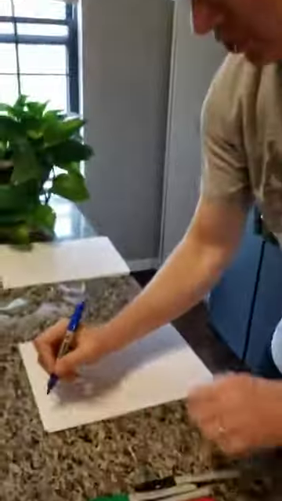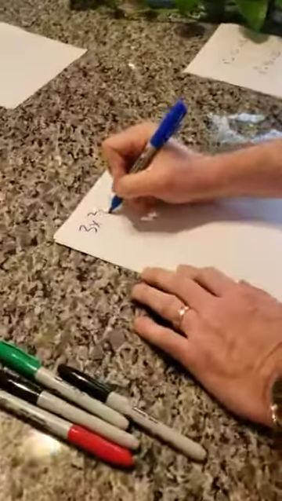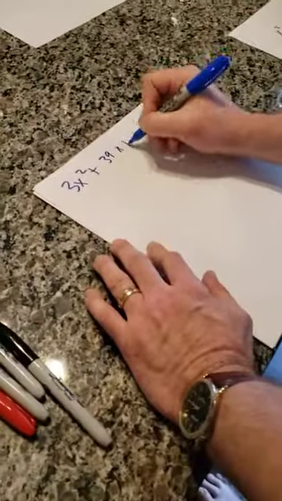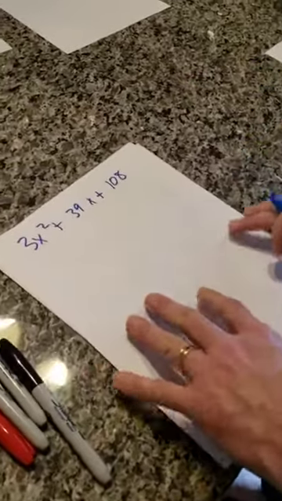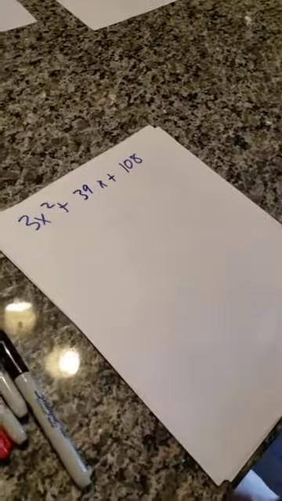Today we're going to talk first about polynomials. Last week we talked about factoring polynomials, but x squared was just x squared. In today's problems, we're going to talk about polynomials where x squared has a coefficient. So, for instance, we start with 3x squared plus 39x plus 108.